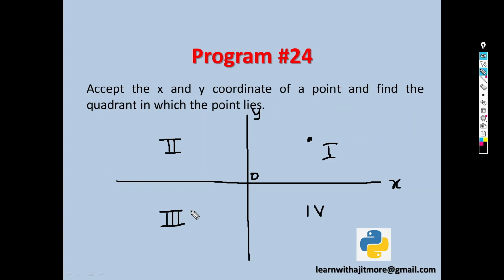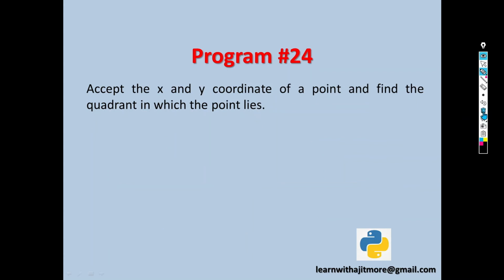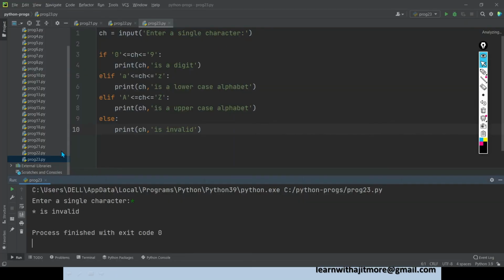But what may happen is, if your x is not 0 but y is 0, it means the point is lying on the x-axis. And similarly, if your x is 0 but y is not 0, then it lies on the y-axis. And if both the values are 0, it lies on the origin. We have to display the result accordingly. Okay, so let's quickly try to solve this problem.